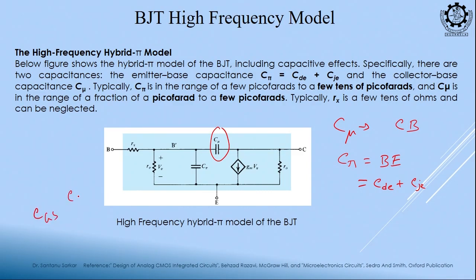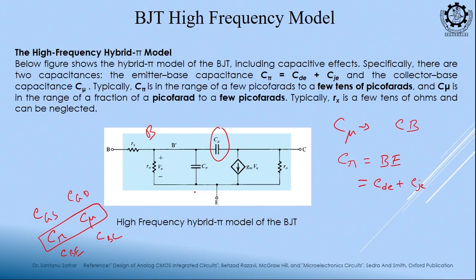CGS and CGD. You just think the terminology is the same thing, right. In MOSFET it was CGS and CGD. In the case of the BJT, it is C pi and C mu. C pi means base to emitter. Do not get confused by these terminologies, these are just terminologies, you just go by the meaning.